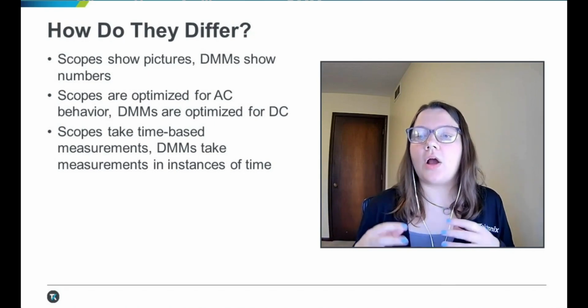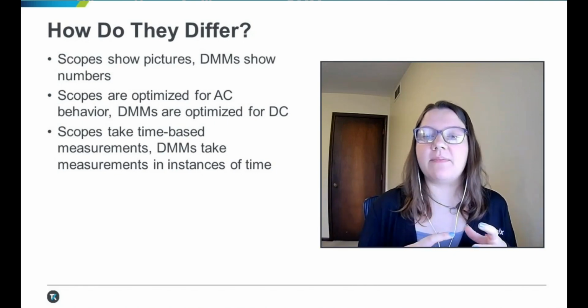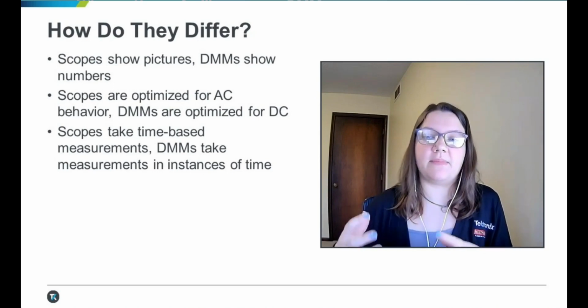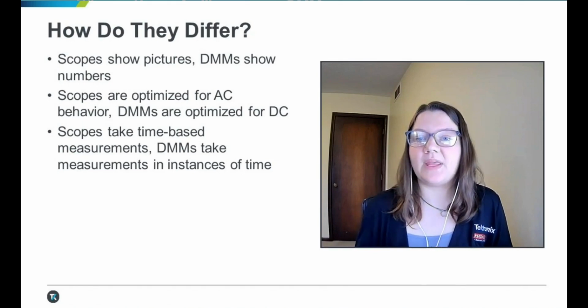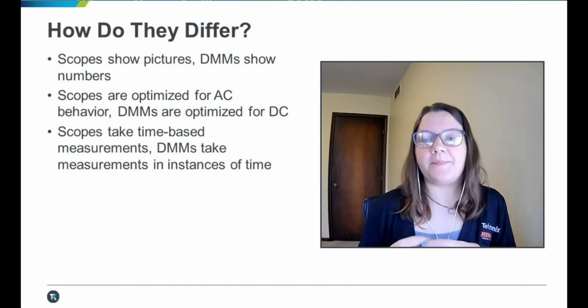And this goes along with the idea that scopes are time-based measurement tools. They're taking measurements to see how waveforms are varying in time, whereas DMMs are taking measurements in the instance of time. We want to know what that voltage is right now. We want that single value.